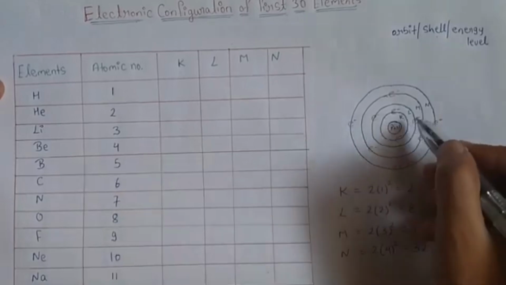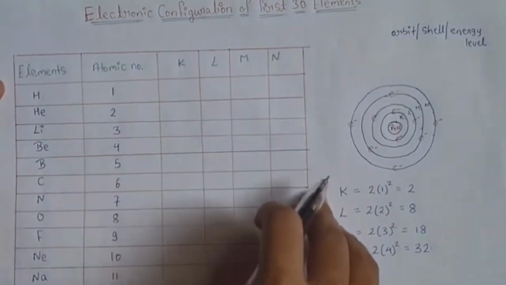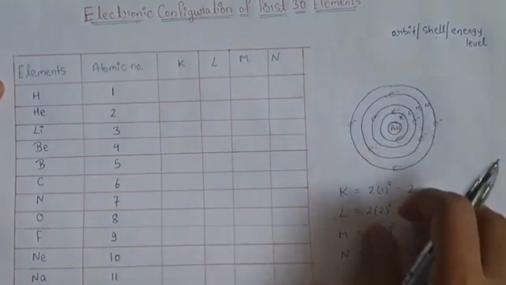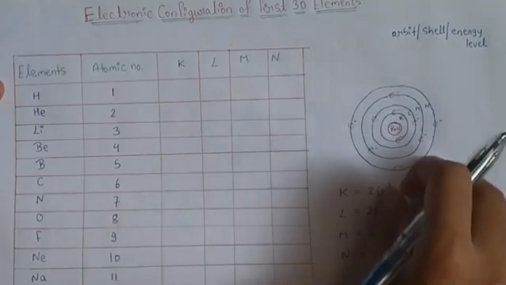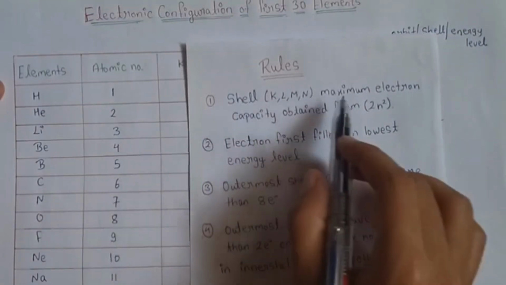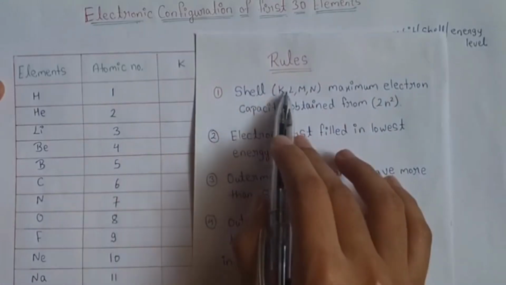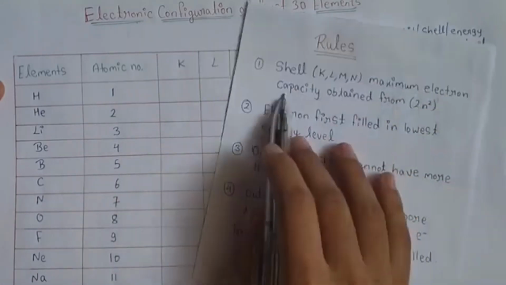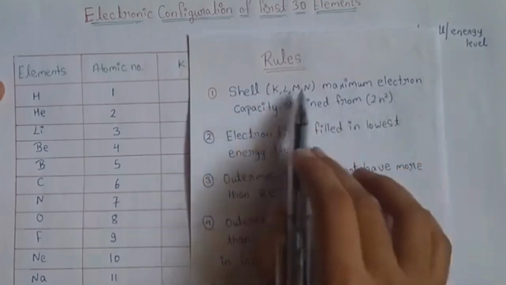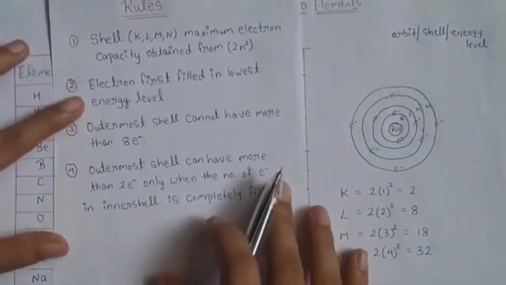Now we are going to do electronic configuration for these shells KLMN. Before doing that, we need to understand how many electrons can be filled in each shell, that is the K shell, L shell, M shell, and N shell. To know this, there are certain rules. The first rule is that the maximum electron capacity of shells KLMN is obtained from 2n squared. With the help of this formula, we can know the number of electrons present in each shell.